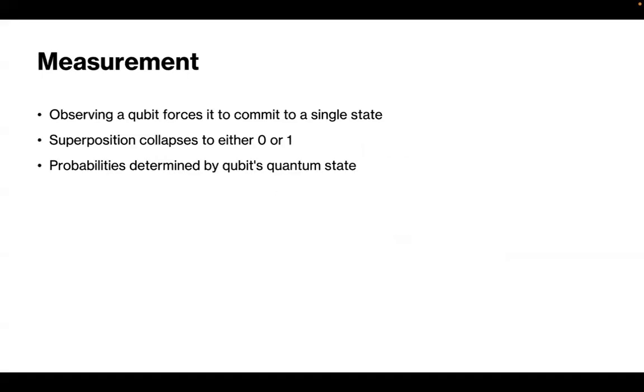For the circuit to be useful, at some point we need to read the output, which brings us to our next topic, measurement. Measurement is where the quantum world connects back to our classical world. When we measure a qubit, its superposition state collapses and it becomes either exactly 0 or exactly 1.